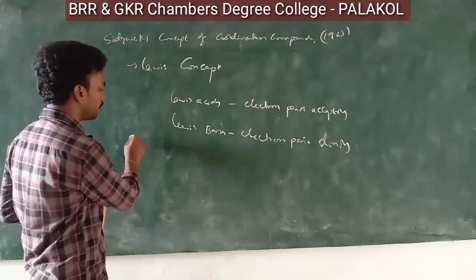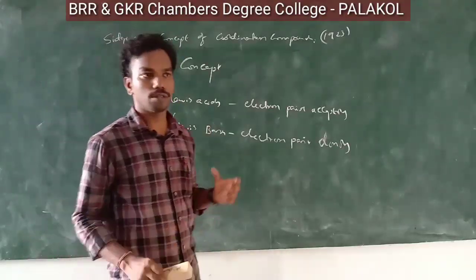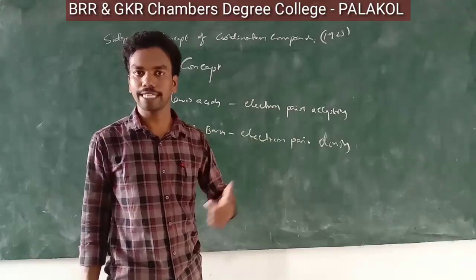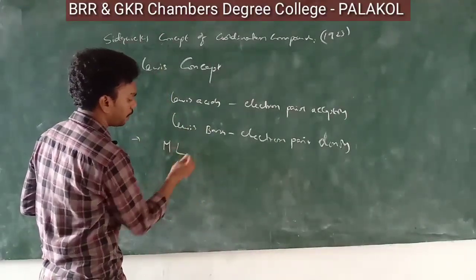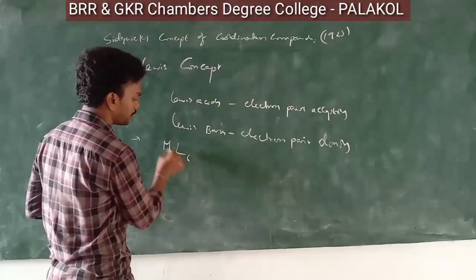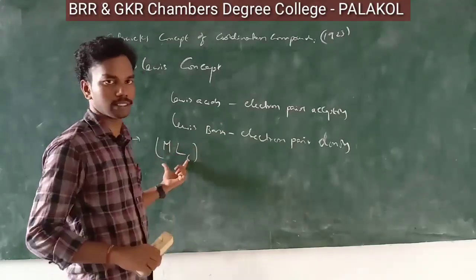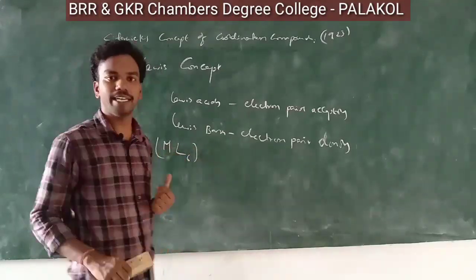Now in metal complexes, which one acts as a Lewis acid and which one acts as a Lewis base? You know, in metal complexes we have metal and ligand. So for example, if you take coordination number 6, this is a complex. Now here, what is the necessary condition?